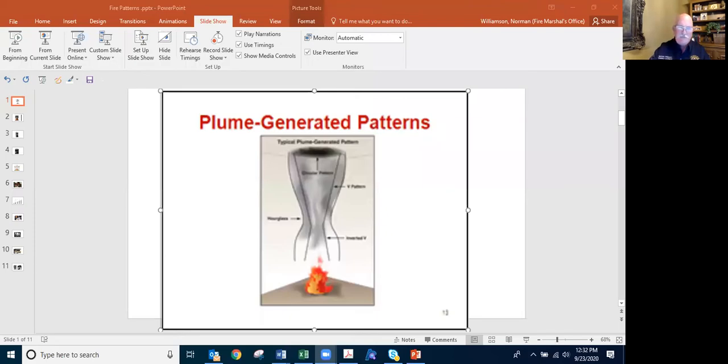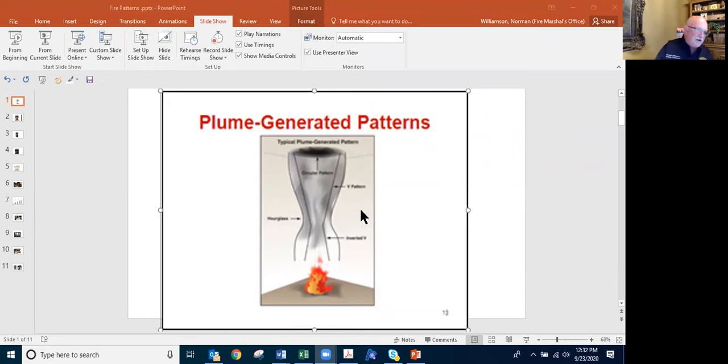Okay, so I'm going to put it over here and make you guys responsible for telling me if you see these patterns or not. Okay? Can everybody see the patterns on the screen here? I can see them. Okay, so first off, we're going to talk about the plume-generated patterns.